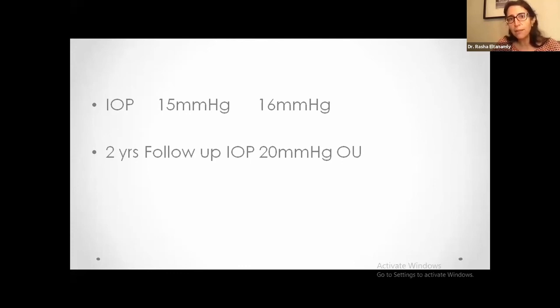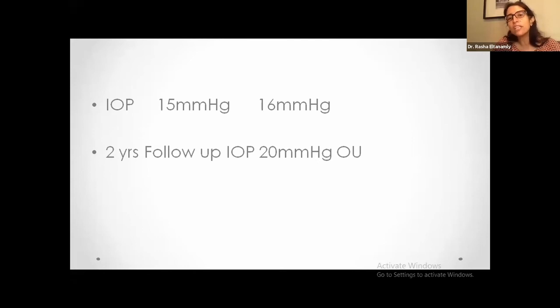The good thing about SLT is that it is repeatable because it does not cause coagulative necrosis to the trabecular meshwork, unlike the old argon laser trabeculoplasty, which led to coagulative necrosis. And with repetition, it led to peripheral anterior synechiae formation. But that's not the case with SLT. So we can safely repeat it at least two more times.